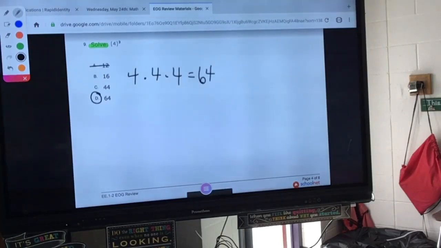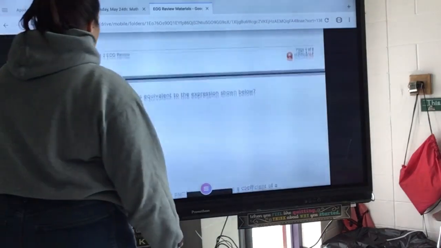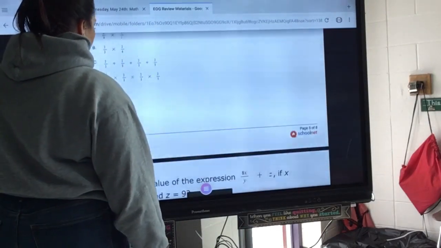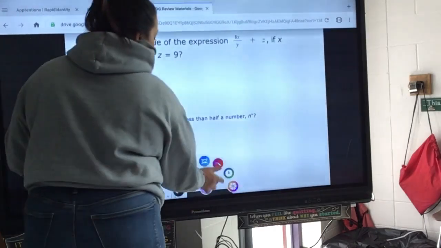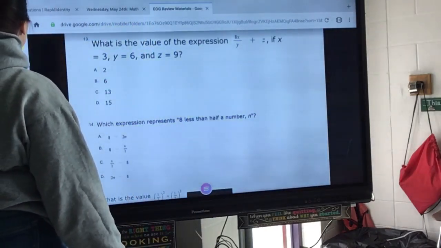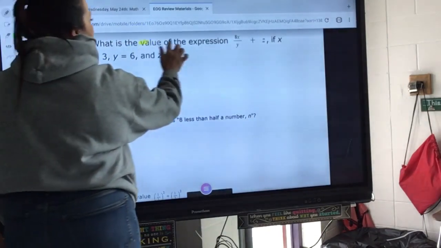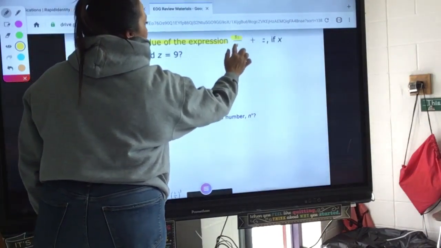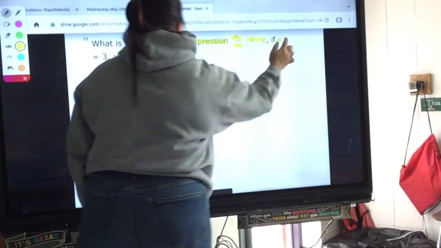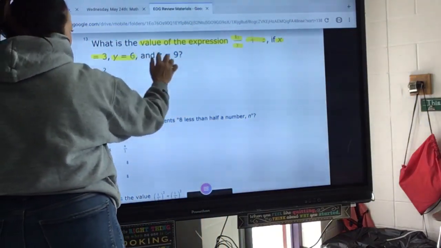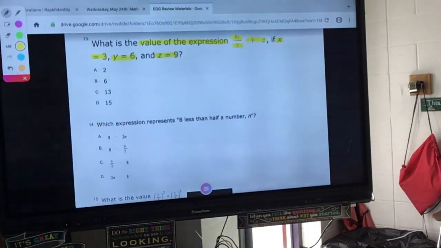All right, go to number 13. Number 13. All right, so number 13's got a whole lot going on there. So it says, what is the value of the expression 8x divided by y plus z if x equals 3, y equals 6, and z equals 9. So what do we have to do here? What do we have to do here? Camden.